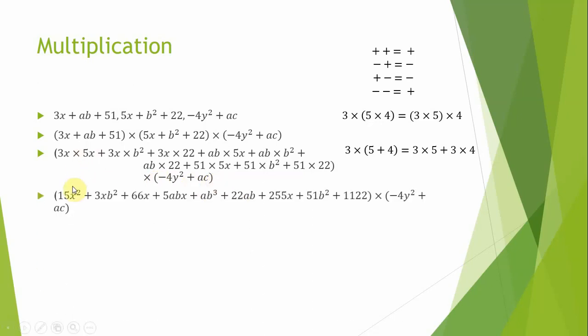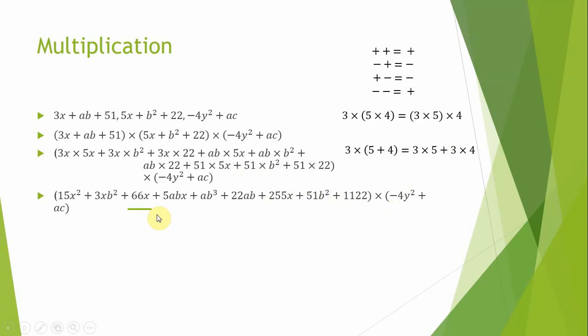So this gives us 15x squared by doing the actual multiplication of the coefficients. 15x squared, 3xb squared, 66x, 5abx, ab cubed, 22ab, 255x, 51b squared, and 1122 as the constant term. Now we multiply this with the third term, that is minus 4y squared plus ac.